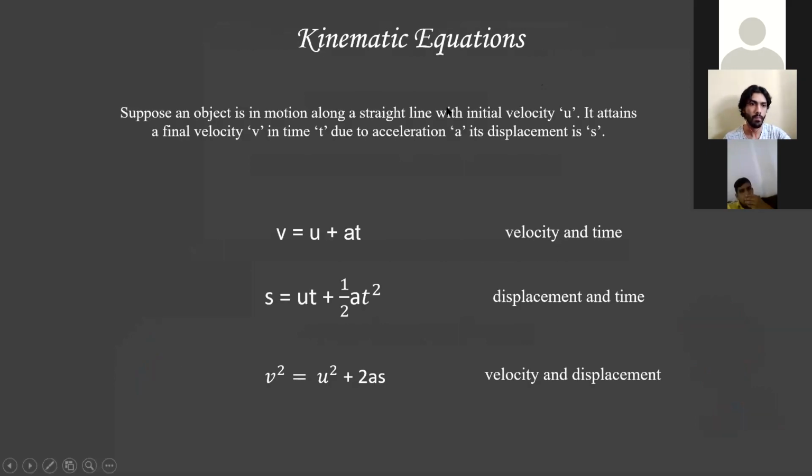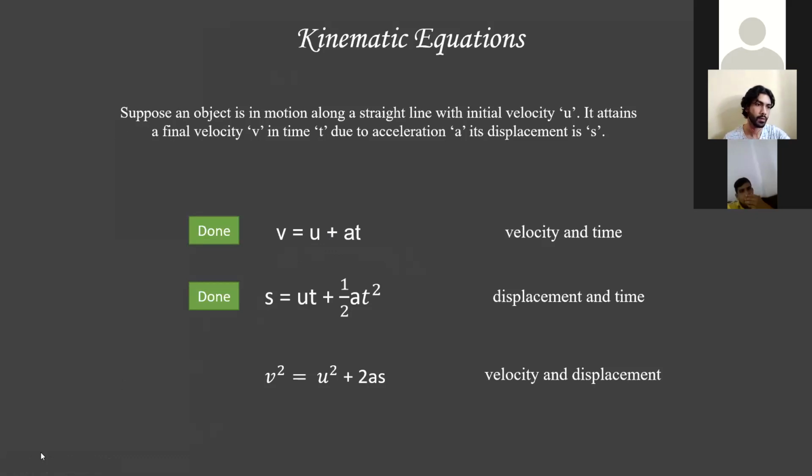Cool. So these are the kinematic equations we did. Only two we did, actually. The first one, v equals u plus at, gives a relationship between the velocity and time of an object. We did the derivation earlier. And the second, s equals ut plus 1/2 at squared, gives a relationship between displacement, which is s, and time, which is t.